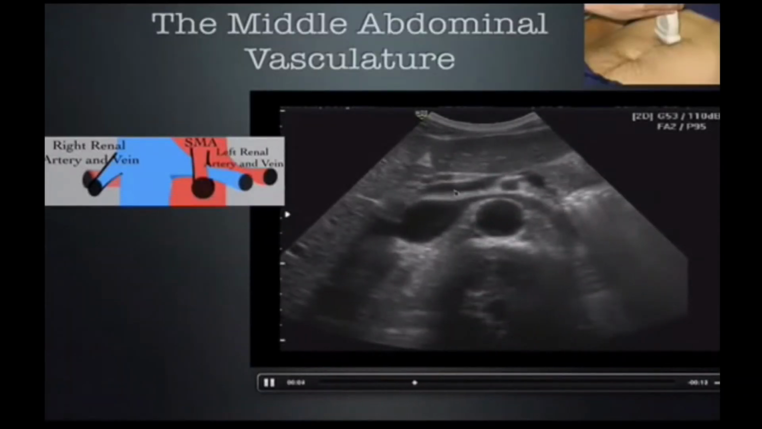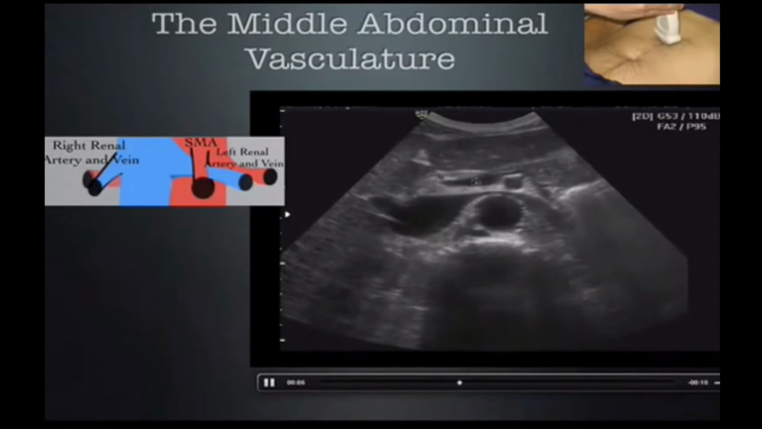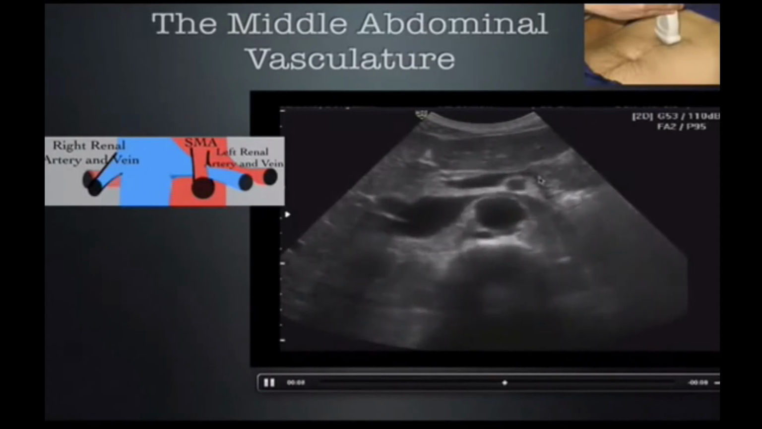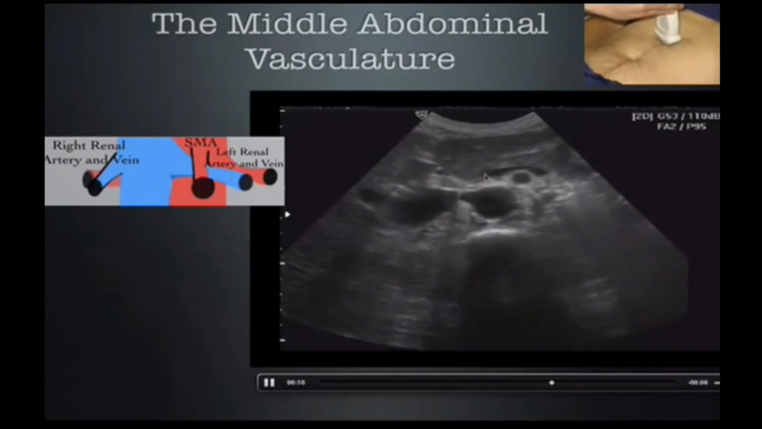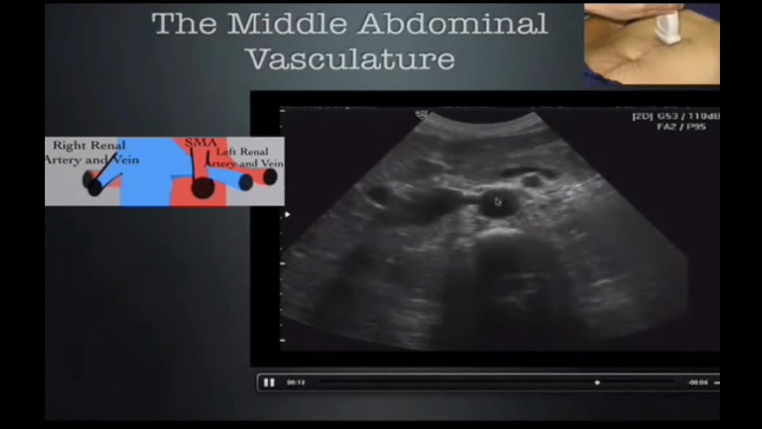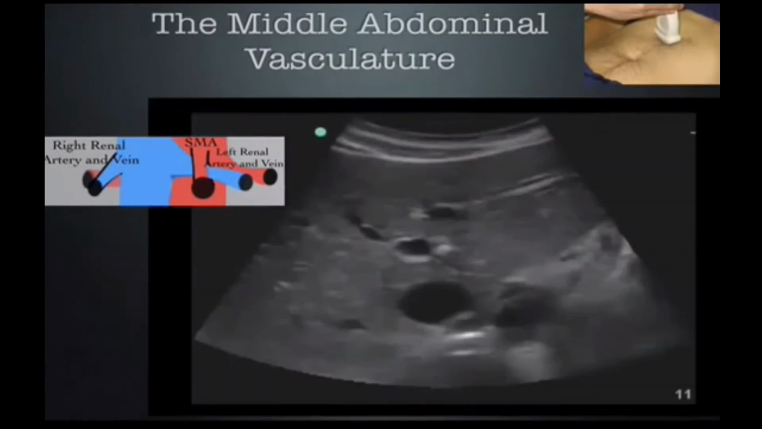Here's the portal vein, splenic vein, and now the superior mesenteric vein, because we're actually sliding caudal. Let's have another look here. Same vasculature that we're trying to identify. This footage rolls a little bit quicker.